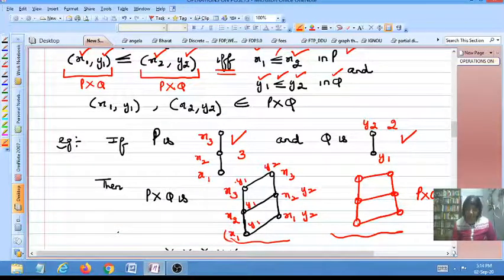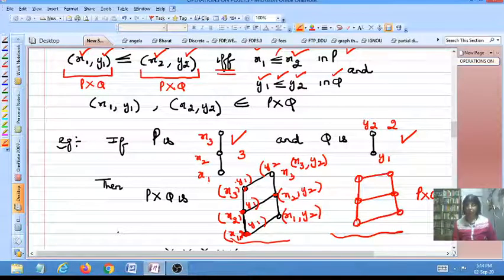And actually these are the ordered pairs. This particular point represents the ordered pair (x1, y1). This vertex represents the ordered pair (x2, y1). This vertex represents the ordered pair (x3, y1). This vertex represents the ordered pair (x3, y2). This vertex represents the ordered pair (x2, y2), and this represents the ordered pair (x1, y2).